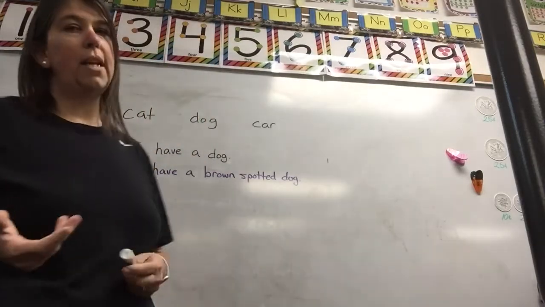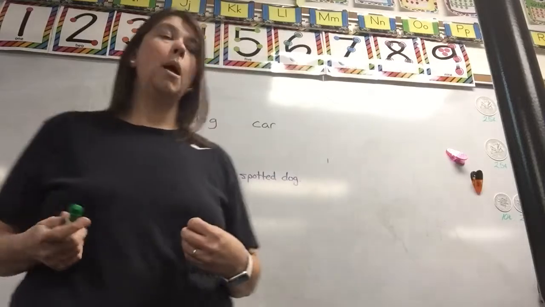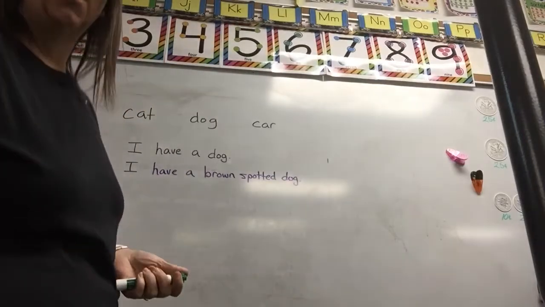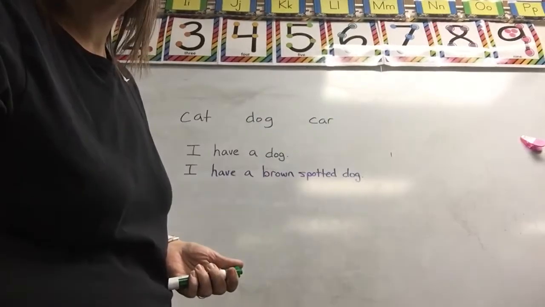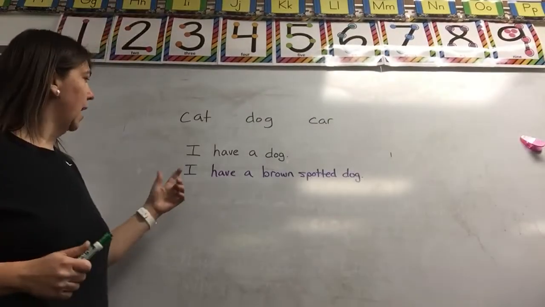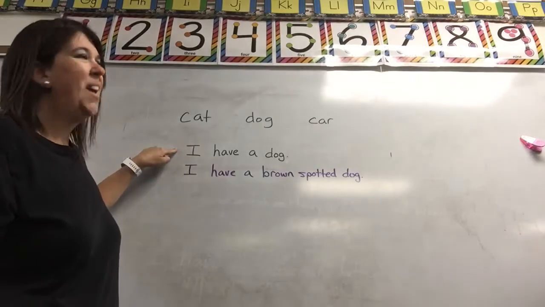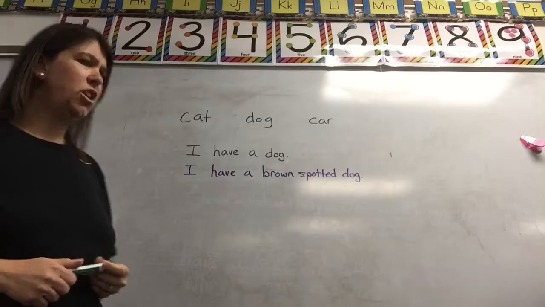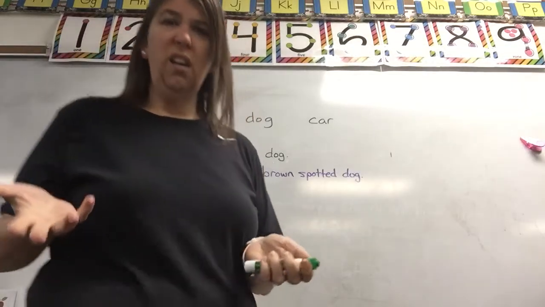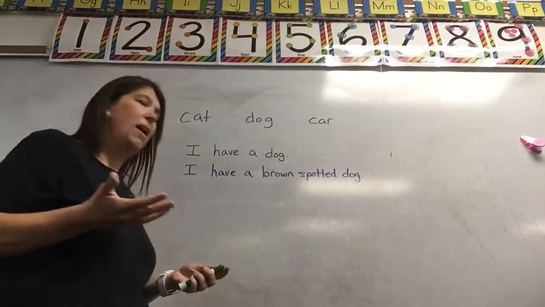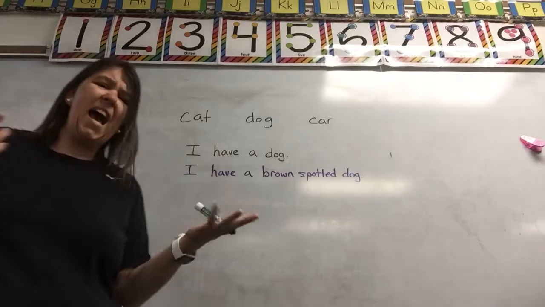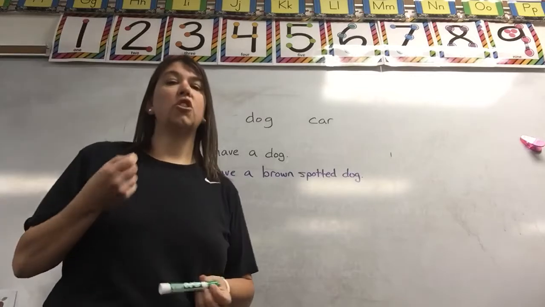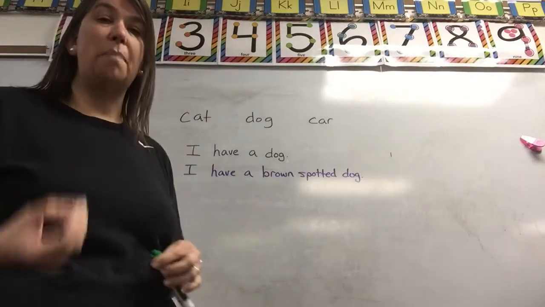We don't want to add too many adjectives to our sentence. But I can still make this sentence better. I can still add more detail. So we started with, I have a dog. We got a little better with, I have a brown spotted dog. But do you know what that brown spotted dog is doing? Where is he at? What's he doing? No. That is another detail that I can totally add to make our sentences better.